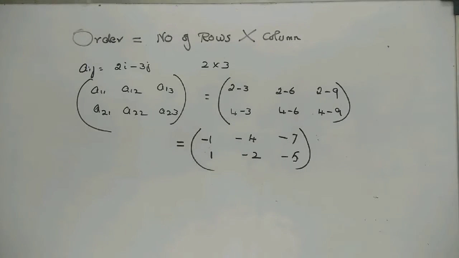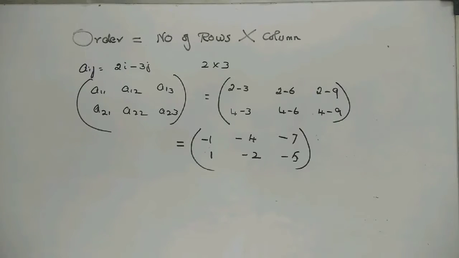First, let us know what is meant by the order of a matrix. The order of a matrix is the number of rows into columns. Suppose there are 3 rows and 2 columns. You will write the order as 3 into 2, 3 by 2. Don't multiply and give the answer as 6. Just leave it as 3 rows and 2 columns, 3 by 2. If it is 5 rows and 2 columns, 5 into 2, 5 by 2.